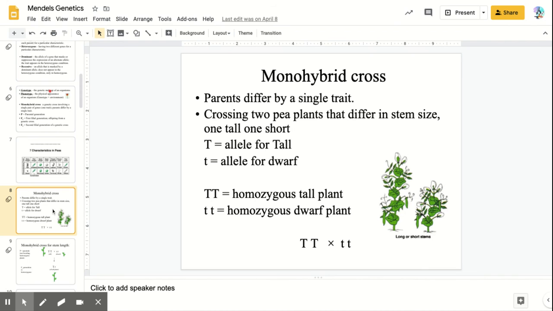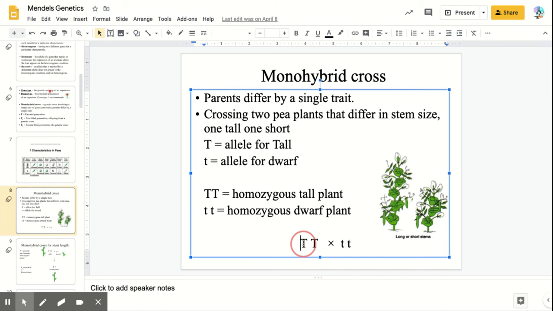A monohybrid cross, we're going to do tall. So our parent generation is going to be tall by short. So these are our homozygous. We have a homozygous dominant and a homozygous recessive. So we have a big T crossed by little t, little t. So that's our P generation.